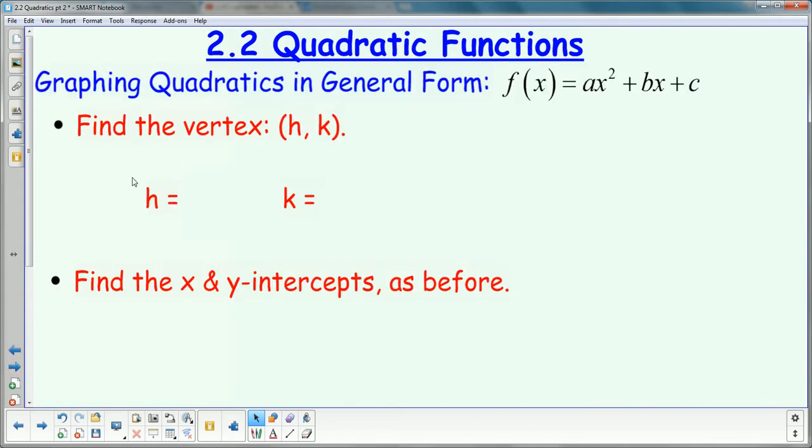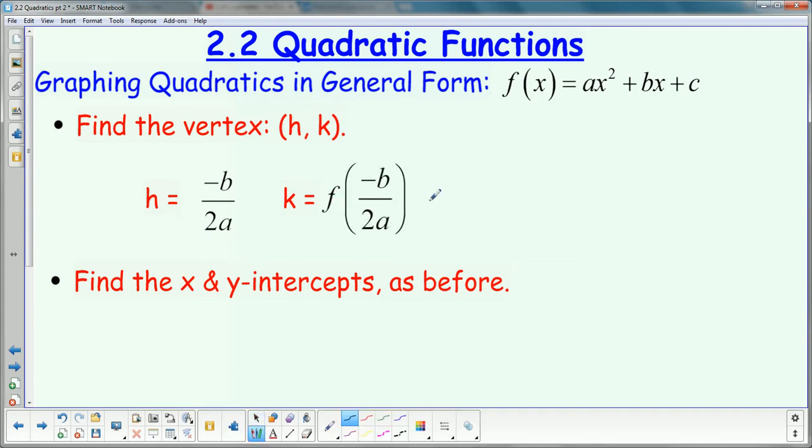Okay, so the first part then, our general form, f of x equals ax squared plus bx plus c, which is typically how we see it. We still want to start by finding our vertex, so h, k. Our h value is always going to be negative b over 2a, and our k value is always going to be plugging in that negative b over 2a. So you can think about it as f of negative b over 2a or f of h. Whatever we find h to be, we're just going to take it and plug it into that equation.